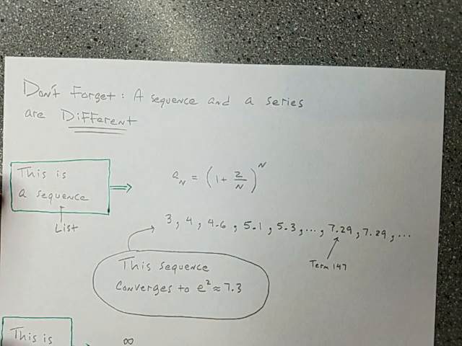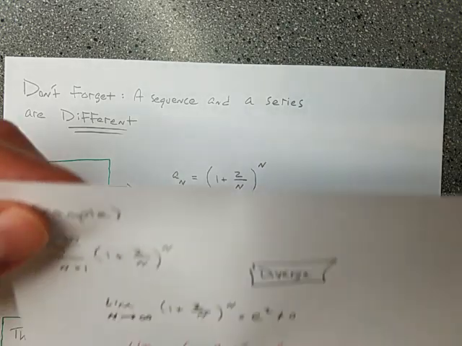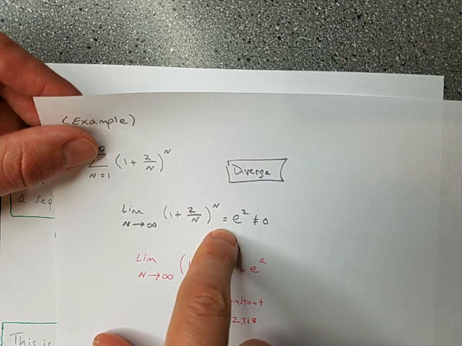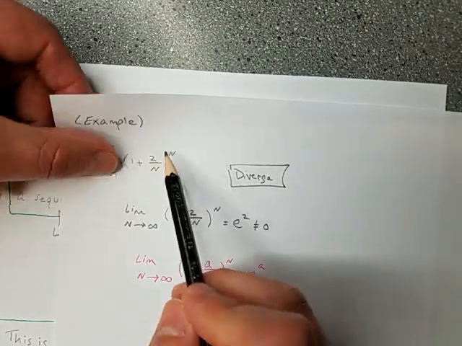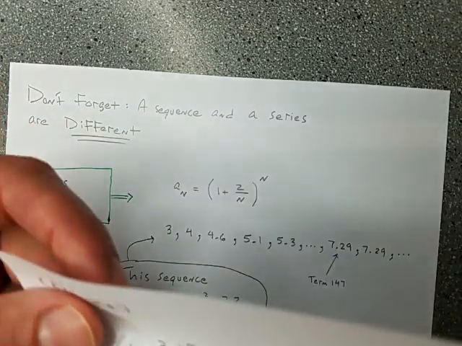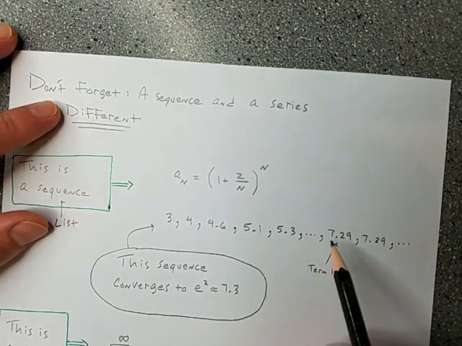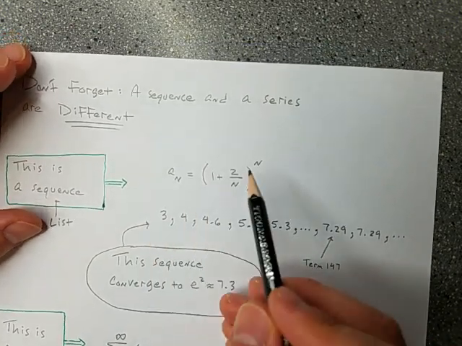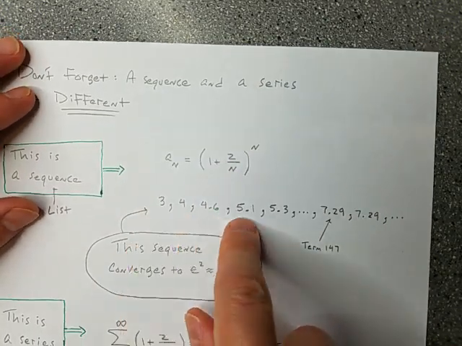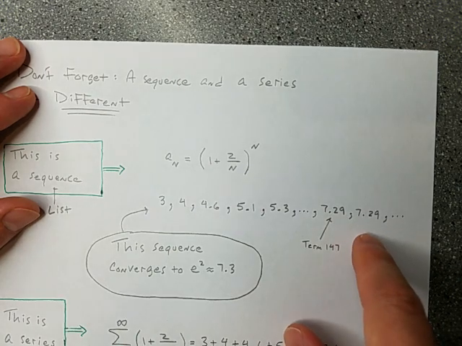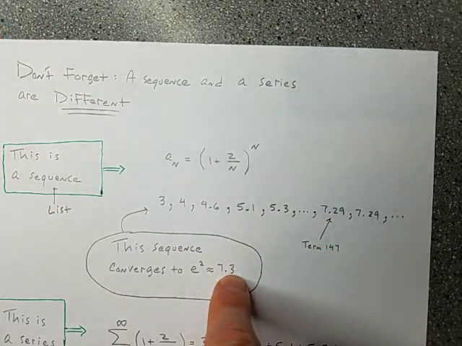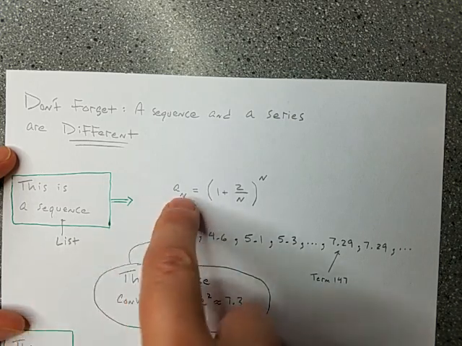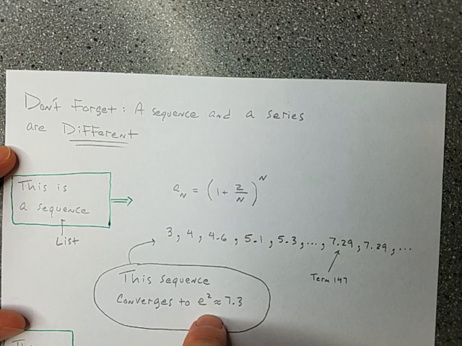So when I just did that limit, and found that 1 plus 2 over n to the n power goes to e squared, that just tells me that this number starts to look a lot more like e squared the bigger the n is. So the further down that list you go, the more the numbers look like e squared, which is about 7.3. So this sequence, the list made by that formula, converges to e squared.